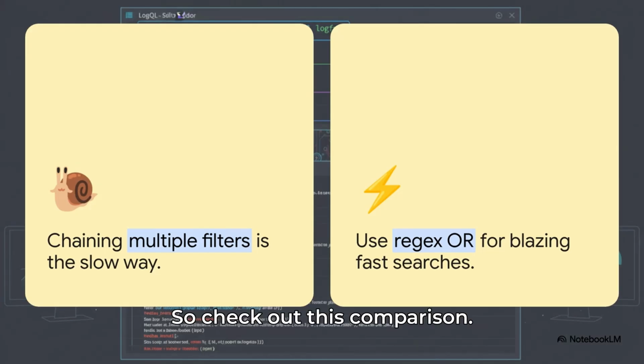So check out this comparison. Chaining multiple contains filters together? That's the slow way. If you want to search for several different error states at once, Query 5 is your blazing fast alternative. Just use that pipe tilde regex operator with an OR statement, which is that vertical bar sitting between error, fatal, and warning.